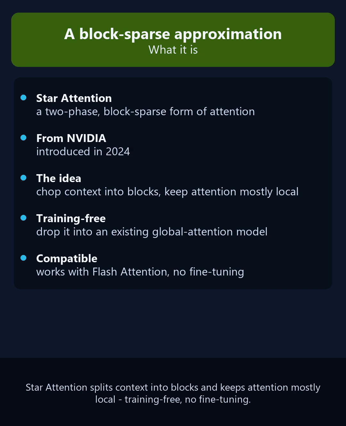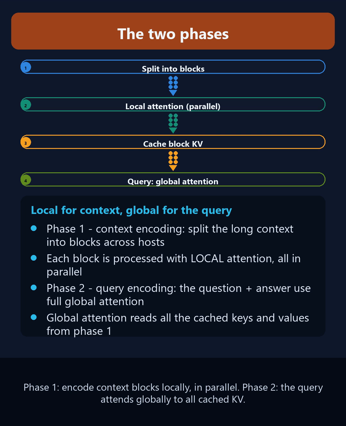So what is star attention? It is a two-phase, block-sparse approximation of normal attention. Instead of letting every token attend to every other token, it chops the long context into blocks and mostly keeps attention local, inside each block. The best part, it is training-free. You drop it into an existing model built with global attention, no fine-tuning required, and it works with flash attention out of the box. Here are the two phases.